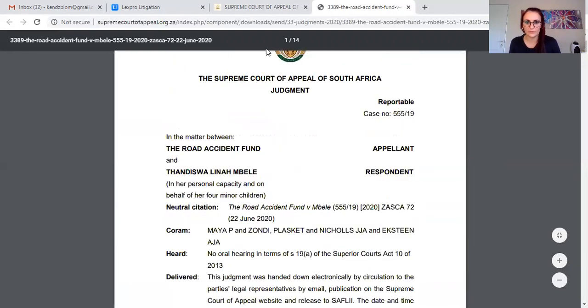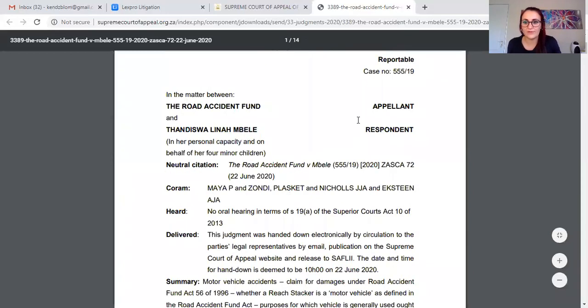Now, what this first page is known as is a head note. It starts off by telling us the court that we are in. Then it tells us the case number. It tells us who the matter is between. In this instance, we can see that the matter is between the Road Accident Fund versus Mbele. We can see here that the case number is 555 of 2019. That means that the case was issued, it arose, in the year 2019. That's how that number is allocated.